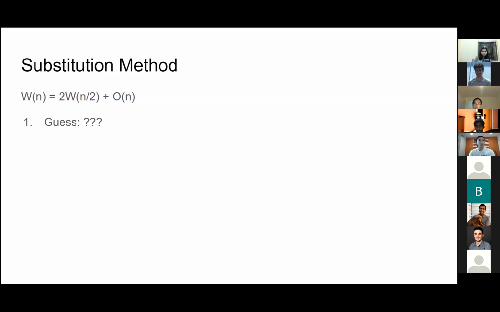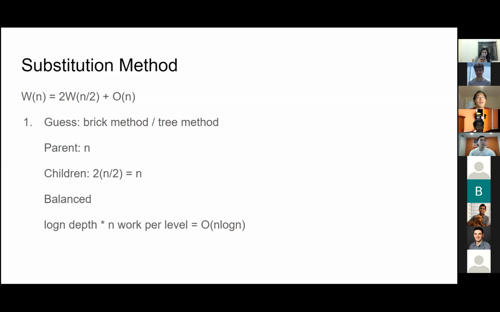Multiple of n squared, probably? Not quite n squared. Okay, somebody in the chat says n log n. We're going to see that it does end up being n log n, but one good way to come up with the guess is to use the brick method or the tree method. This usually gets us a pretty good guess, which we can then prove using the substitution method. If we run through this with the tree method, it's pretty simple. The work of the parent is n, each of the children is 2 times n over 2, which is n, so we get balanced. Since each time the input size decreases by a factor of 2, we get logarithmic depth times n work per level, which is n log n.